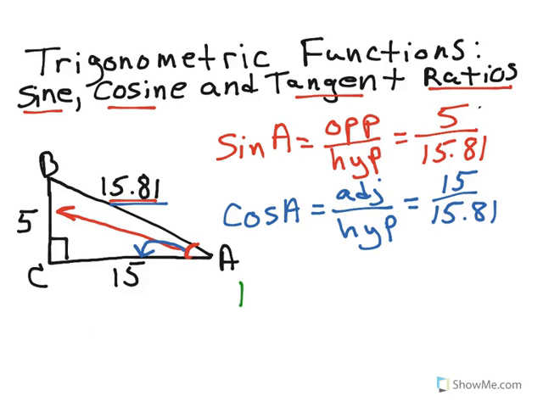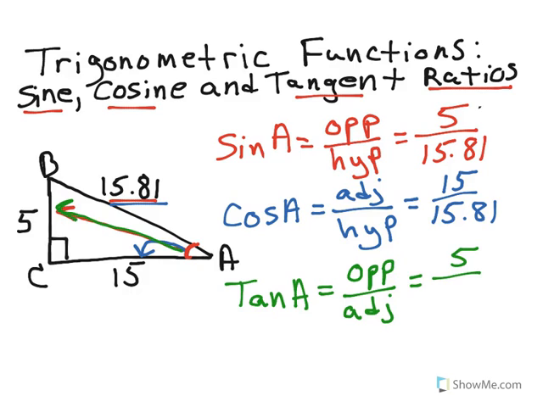If we're looking for the tangent of angle A, we need the opposite side of angle A divided by the adjacent side to angle A. Again, the opposite side of angle A is 5, and the adjacent side to angle A is 15. So there are our three ratios. Now remember, these are not degrees. These are just the ratios for sine, cosine, and tangent of any angle.